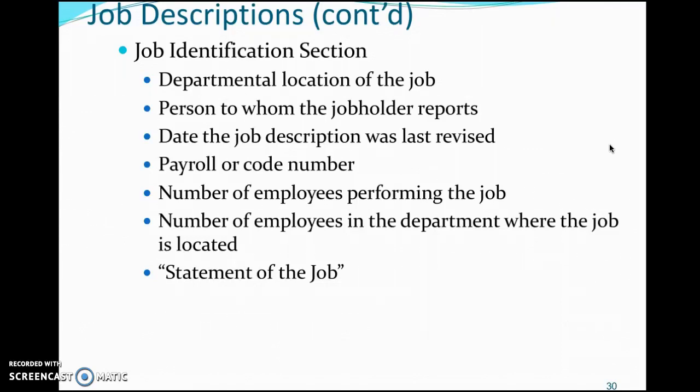It's very advisable to state the date the job description was last revised. So if I see it was 1996, well, I'm pretty sure we're going to be running into some problems. If the organization does have a payroll or a code number for the job, then that can go here. The number of employees actually performing the job is pretty important.